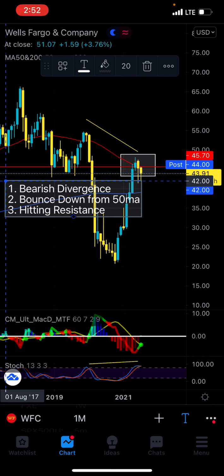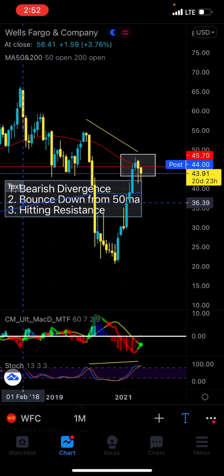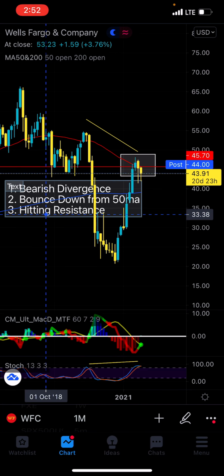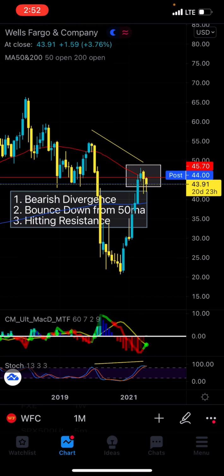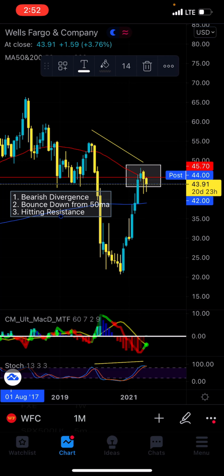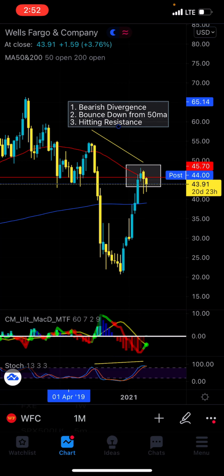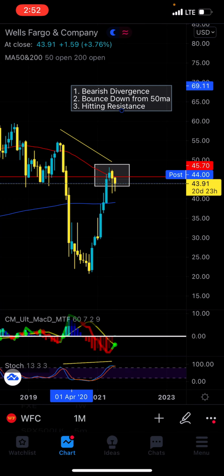Let me see if I can find anything else. I'm going to make that smaller because that's way too big. Let's do like 14. There you go. Put it somewhere up here, somewhere easily visible, so we can have our confluences. Usually when there's three confluences, that's when I take a trade.